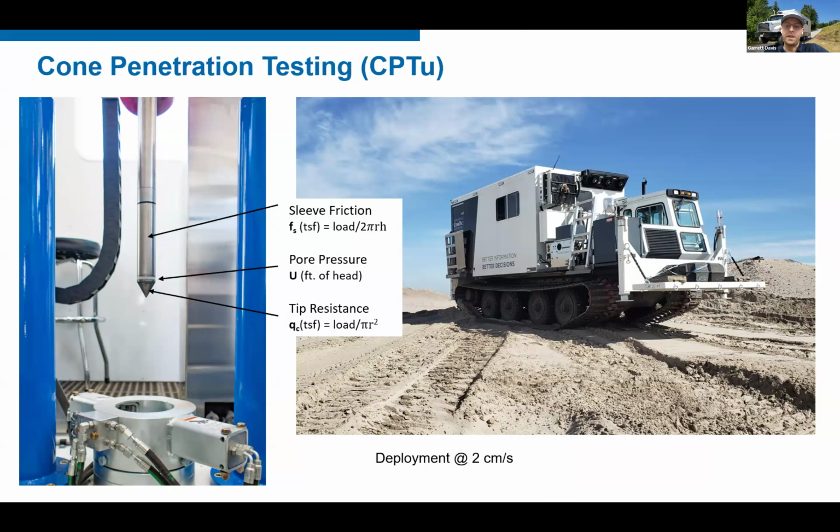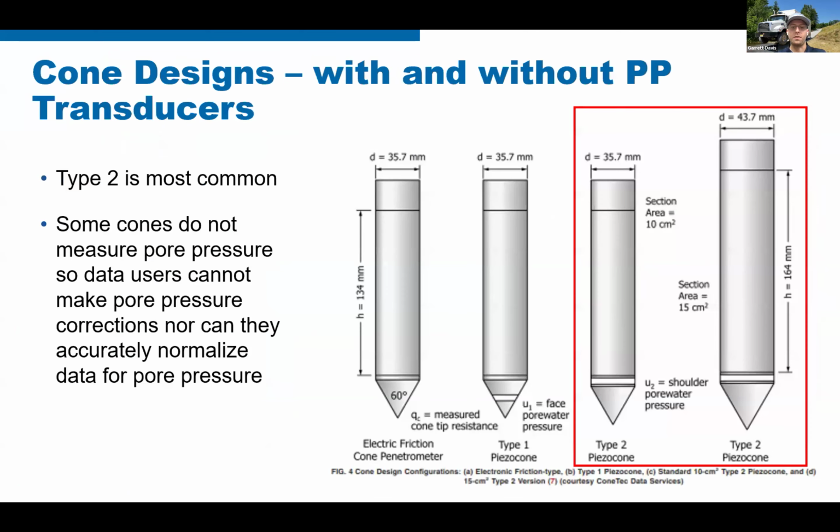It's deployed at 2 centimeters a second, continuously measuring the tip, sleeve, and pore pressure. Once you reach target depth or refusal, you pull the tooling, take your final baselines, and abandon your hole according to local regulations. In roughly an hour, you can complete a 20-meter or 65-foot CPT with no additional testing. So next, we'll look at the importance of recording pore pressure.